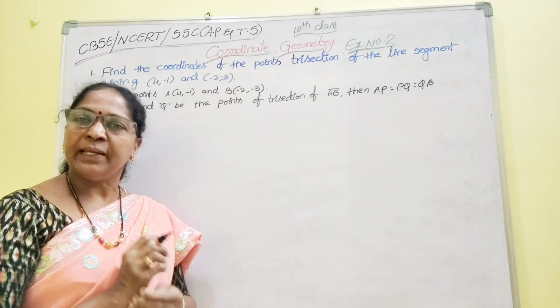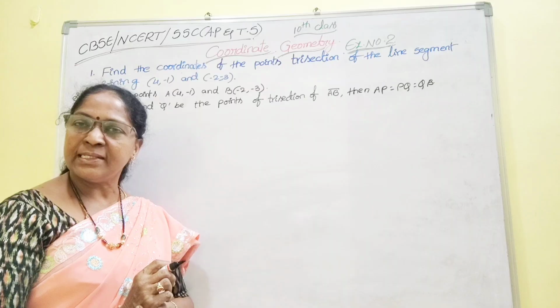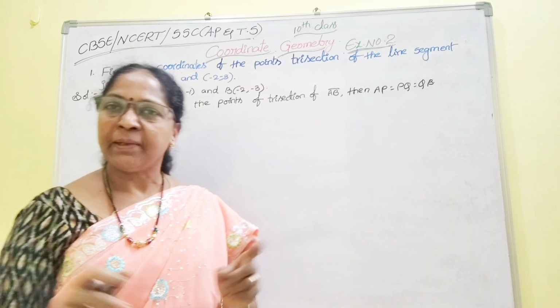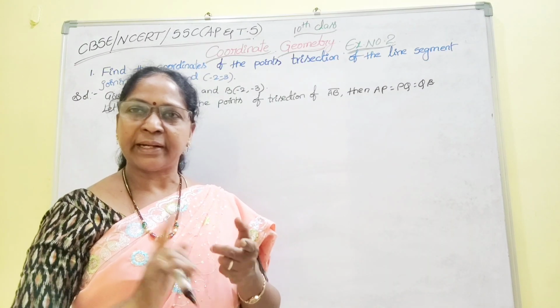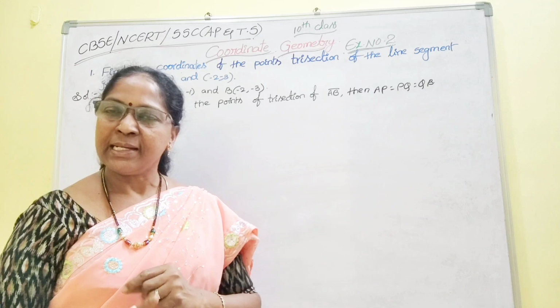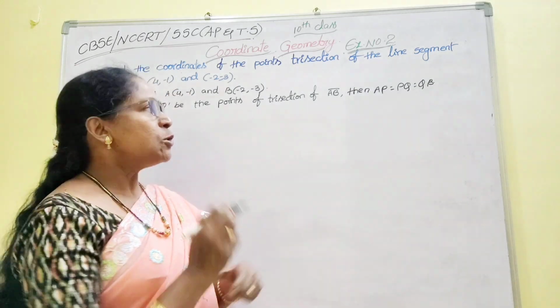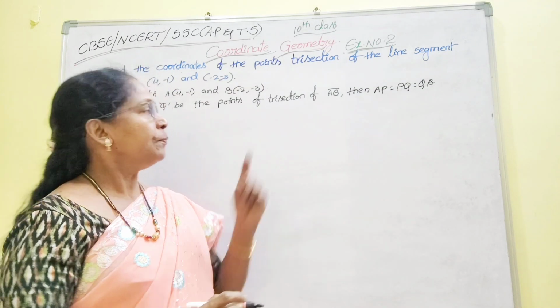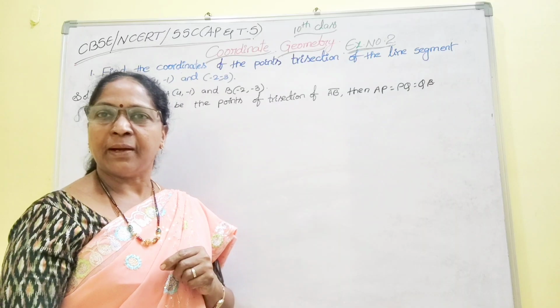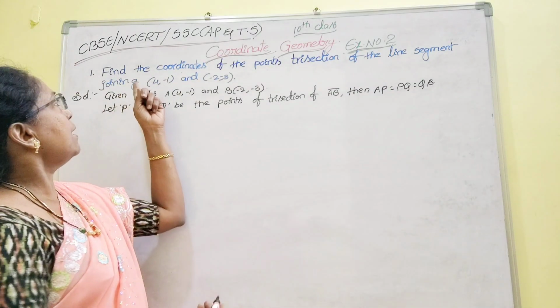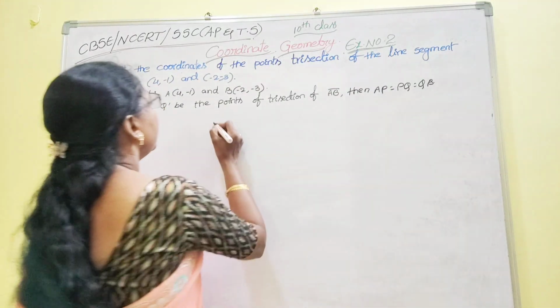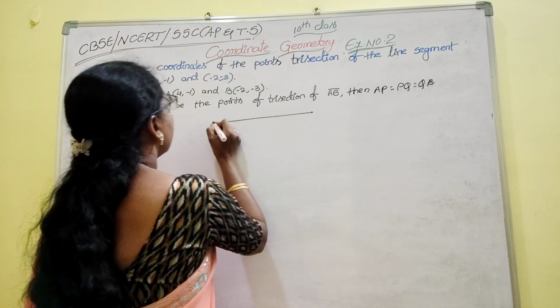So what is the meaning of trisection? Trisection is nothing but the line segment being divided into 3 parts. Tri is nothing but 3, and section is nothing but part. So trisection is nothing but division into 3 parts. Which one is divided? That is a line segment. So here AB is the line segment.